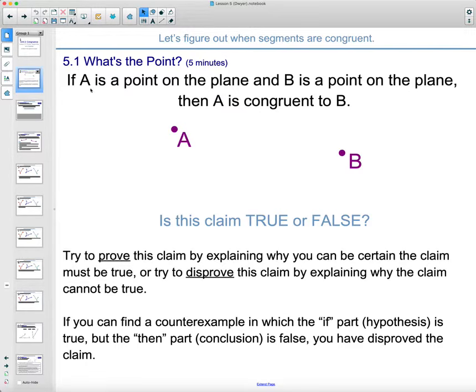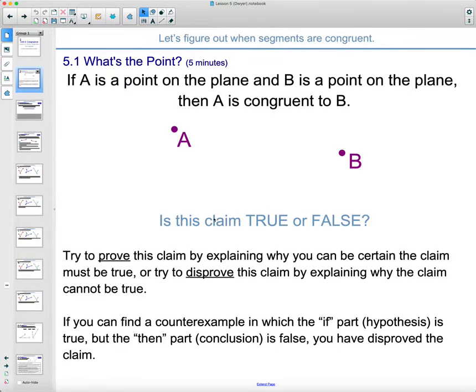The statement says if A is a point on a plane, just meaning a flat surface, and B is a point on a plane, then A is congruent to B. Do we think that that's true or false? Try to prove this claim by explaining when you can be certain that a claim is true, or try to disprove it by explaining why it cannot be true.